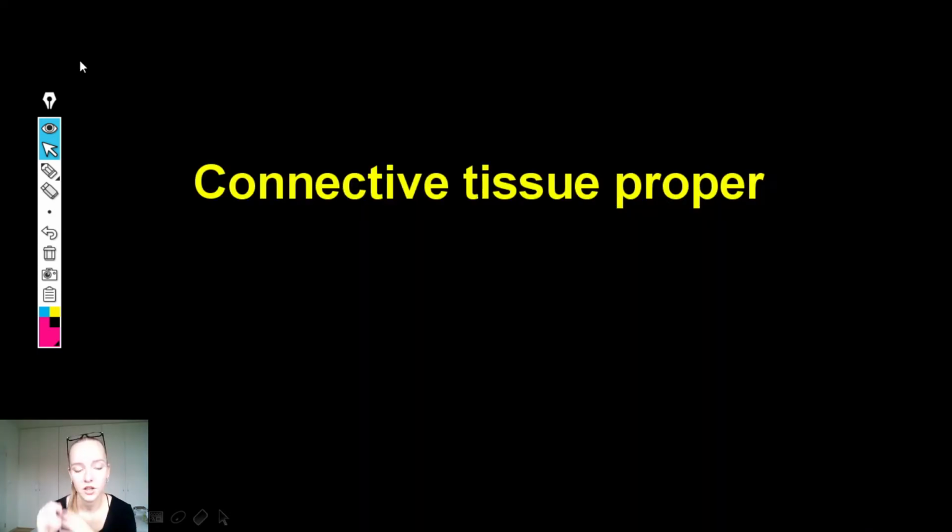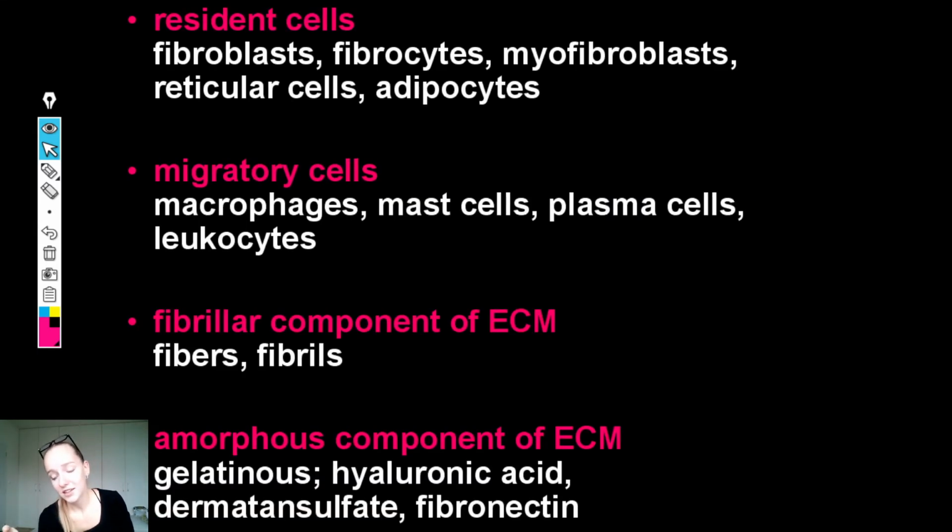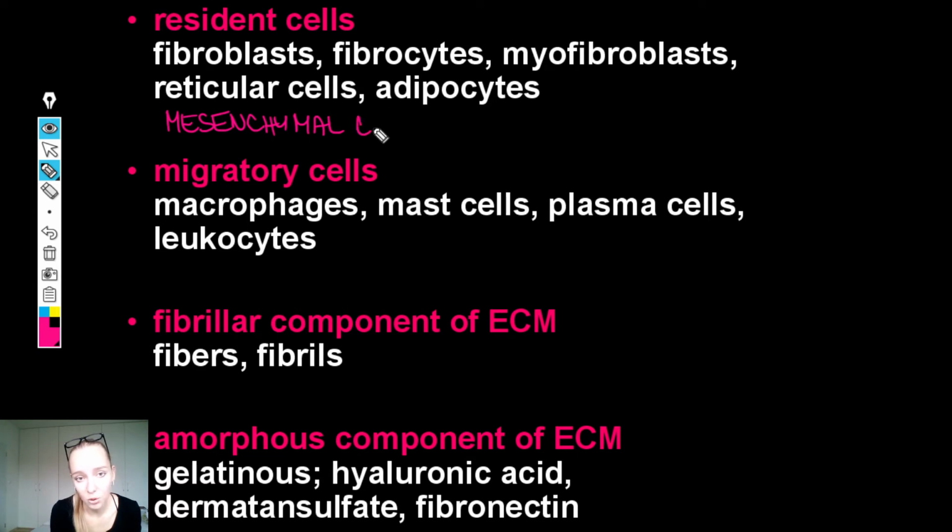So now let's talk exclusively about proper connective tissue. Just remember, connective tissue can be divided into proper connective tissue, cartilage and bone. We are going to talk about proper connective tissue right now, and cartilage and bone will be in the next lecture. So once again, connective tissue is made of cells and extracellular matrix. Cells in proper connective tissue can be fibroblasts, fibrocytes, myofibroblasts, reticular cells, adipocytes, and also cells which are not included here, called mesenchymal cells. But mesenchymal cells can be found only in the embryo.